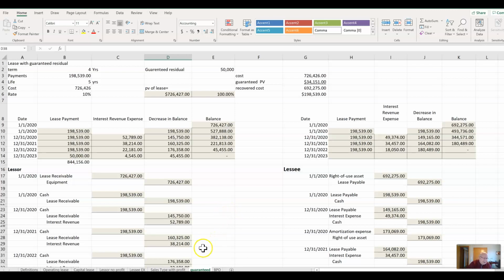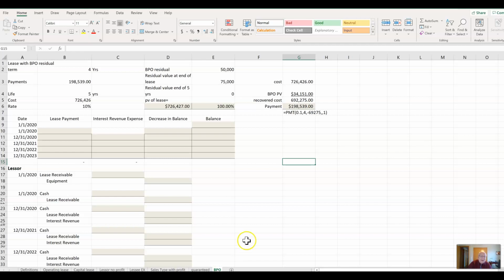Okay, now the next one we have is the bargain purchase option, and the reason why I think I can do it quickly is because it's done basically the same way as this one, so it's not a lot different. This is where the lessee has an option to purchase it, and we're pretty certain that they're going to purchase it.